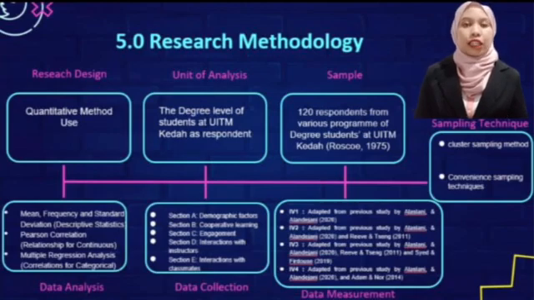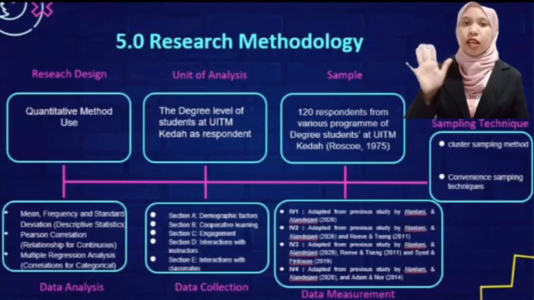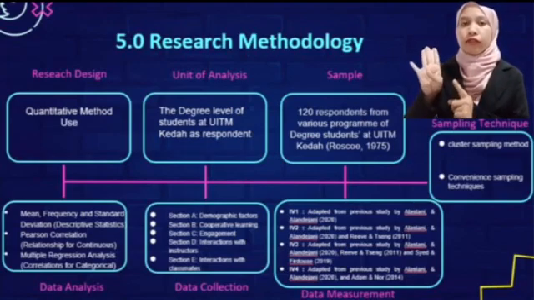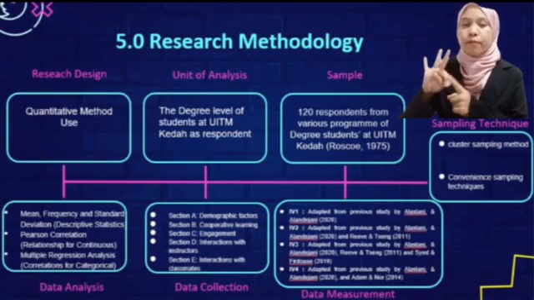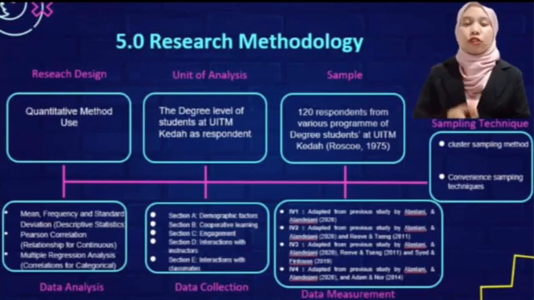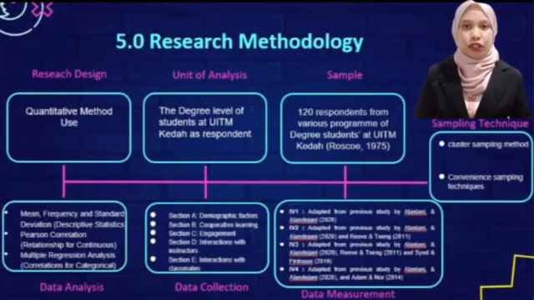Next, data collection. The data collection consists of 5 sections. We'll start first with section A, which is demographic factors. Section B, on the independent variable, consists of the first independent variable, or IV, which is cooperative learning. Next, section C, engagement. Section D, interaction with instructor, and section E, interaction with classmates.